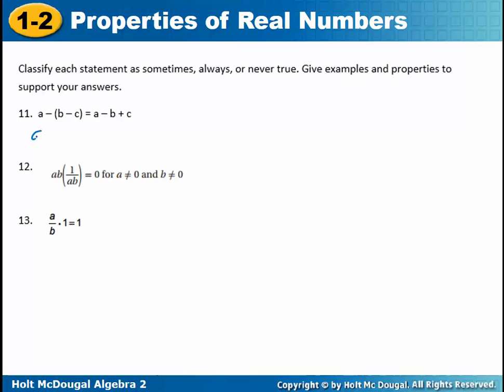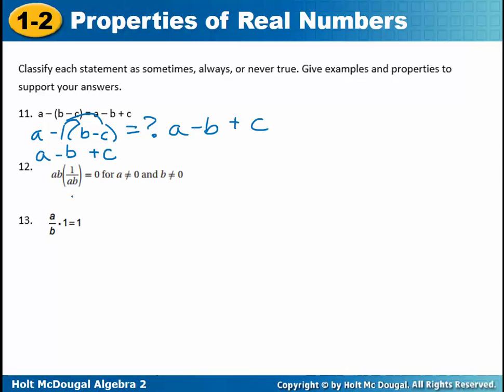Number 11 looks like the distributive property, but it might help you to put a 1 in front of that parentheses on the left side. So I want to see if that's equal to this. If I take A and then I do the distributive property here, I'd have A minus 1B, which is the same as minus B, minus 1 times negative C. A negative times a negative is a positive, so I would simplify the left side to be A minus B plus C. Is that what I get on the right side? If it's the exact same thing, then you would say always true because of the distributive property. If it's not true, say why.